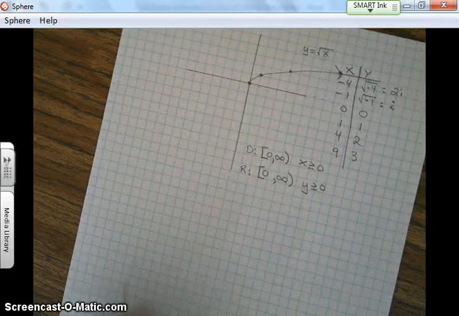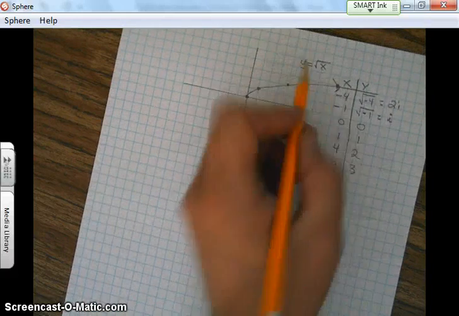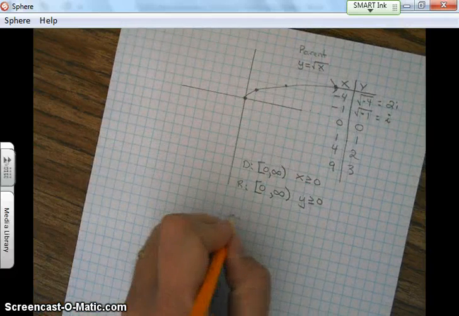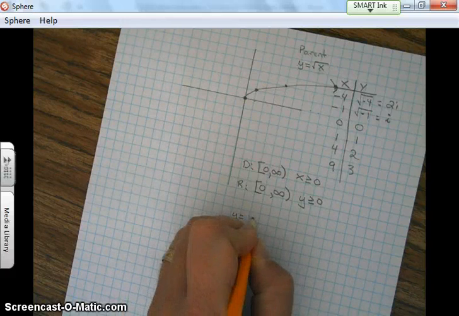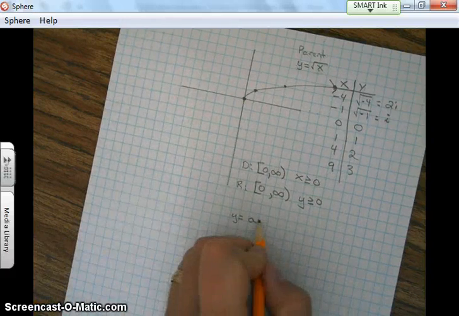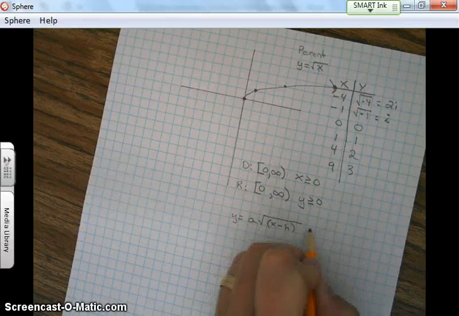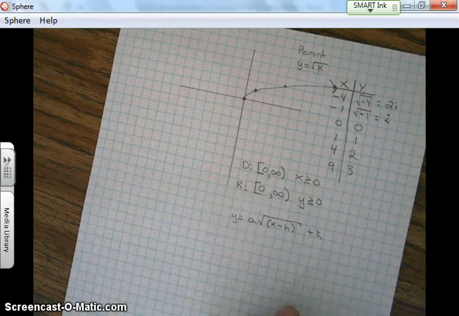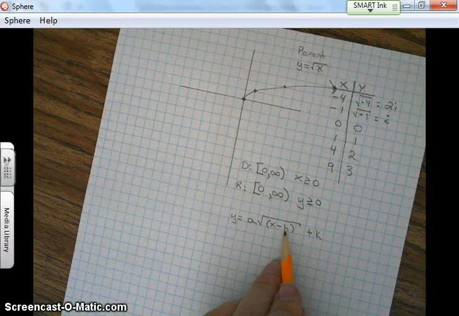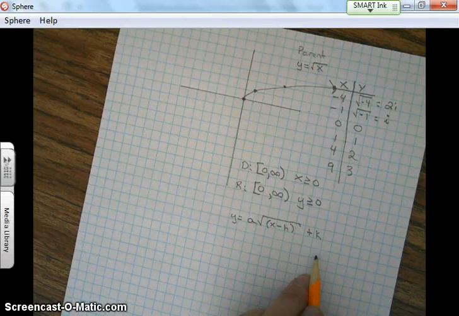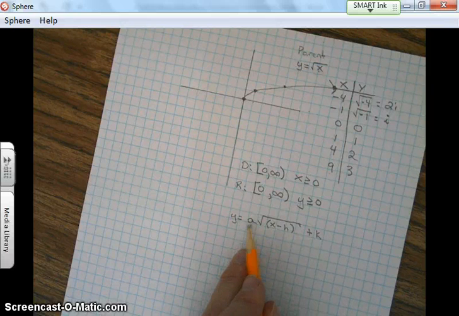Okay, so let's review the parameter changes. This would be the parent. Okay, so if we incorporate the parameter changes, we would have a, and then we have x minus h, and then we have k on the outside. So just remember that h is going to be your horizontal translation. And remember, it's going to be the opposite. And k is your vertical translation, up and down. And it is what it is, up or down. And then a is your stretch or compression, vertically.